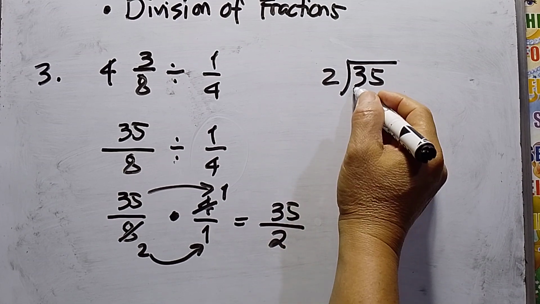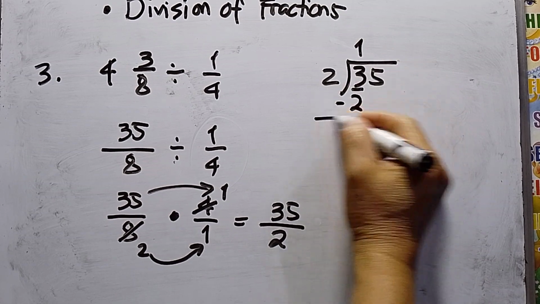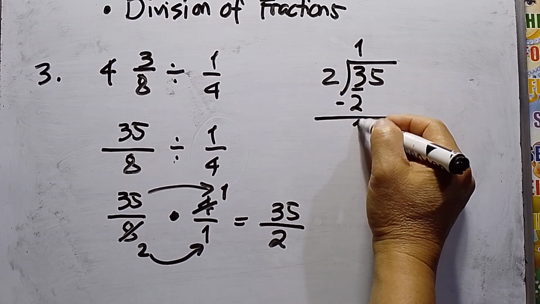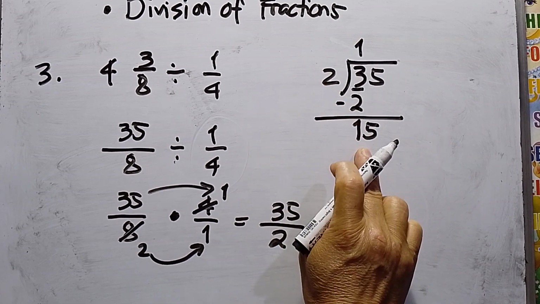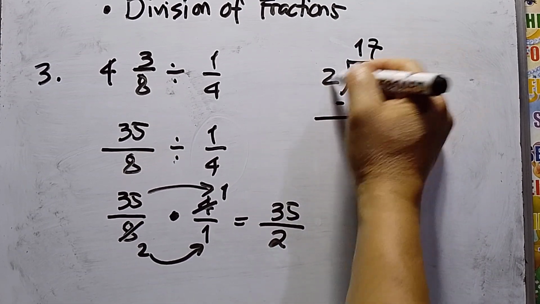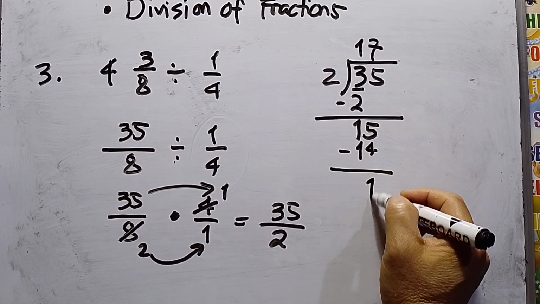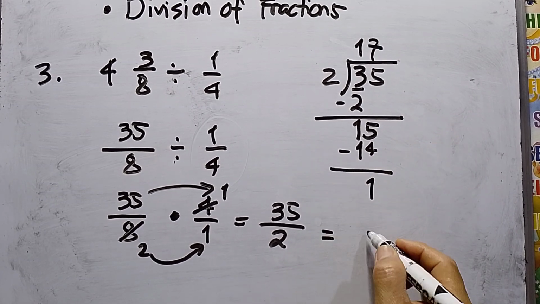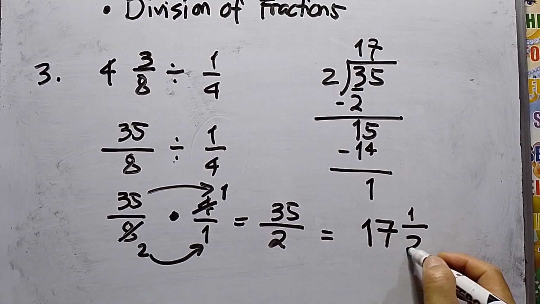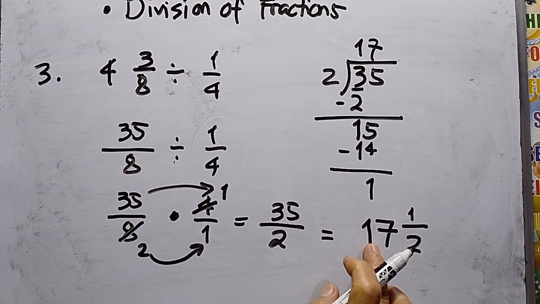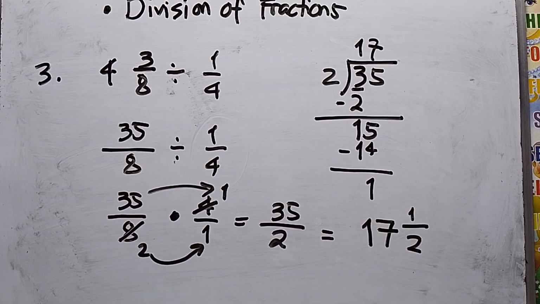So how many 2 do I have in 3? Only 1. 1 times 2 is 2. 3 take away 2, that will be 1. Bring down 5. So how many 2 do I have in 15? That will be 7. 7 times 2, 14. 15 take away 14, that will be 1. So therefore, the answer is 17 and 1 over 2. So to check, multiply this one. 2 times 17 is 34, plus 1 is 35 over 2.